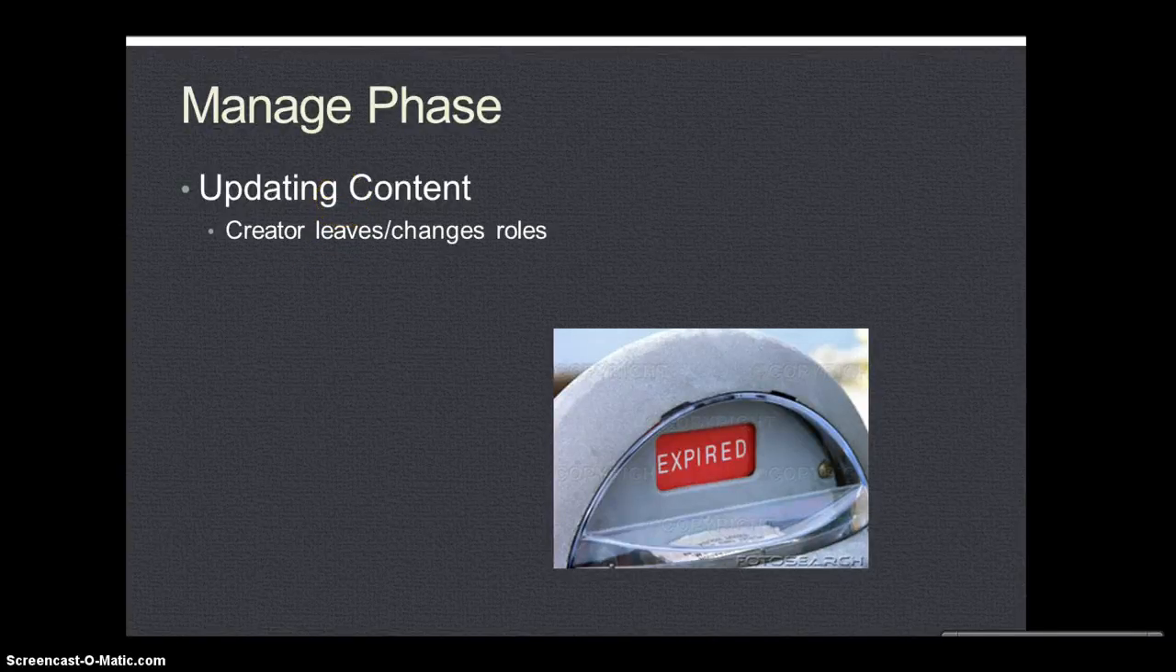So, as we mentioned, the creator leaves or changes roles, a very common problem. Another problem is which stakeholder actually owns it. In a college, you will find there are often overlapping departments and functions, with each feeling that it is responsible for taking charge of updating the content. Again, this goes back to the importance of identifying the content owner.